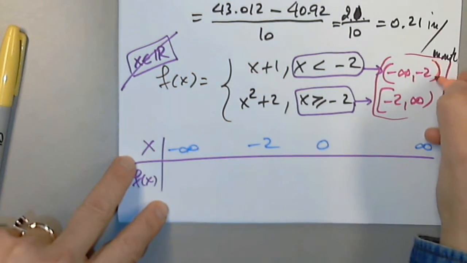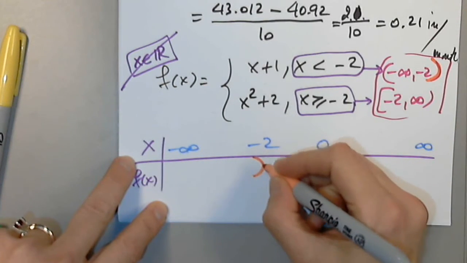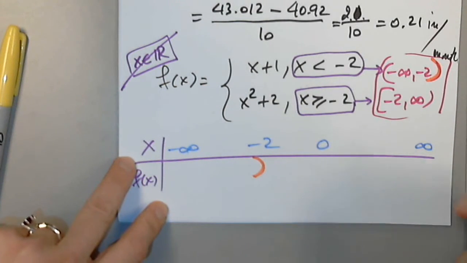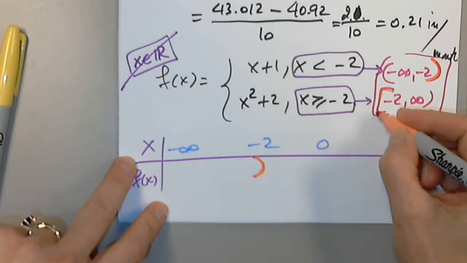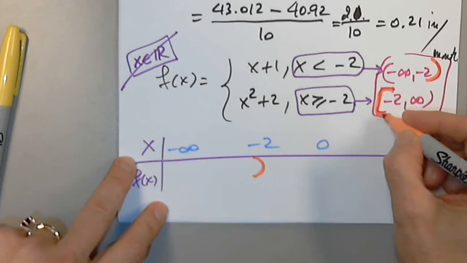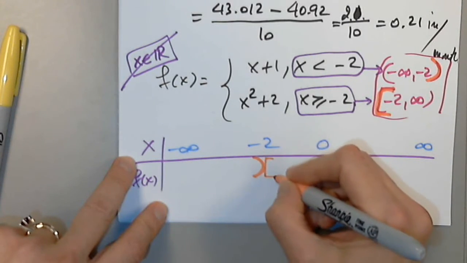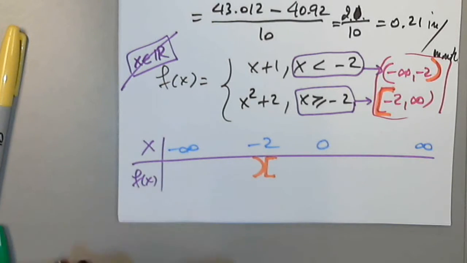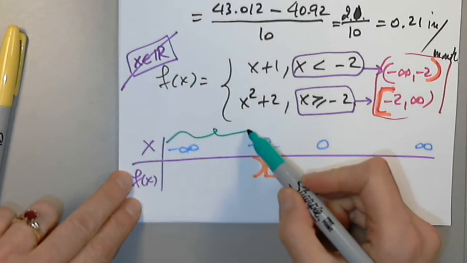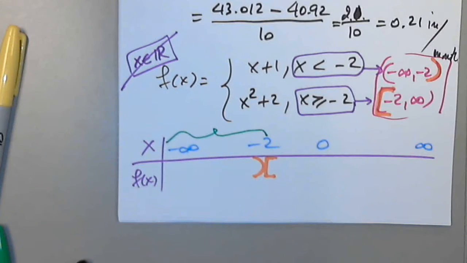Under -2, I will write a parenthesis facing left. Also under -2, I will draw a bracket facing right, and they will be touching each other. Why touching? It's because the function is defined at -2, with an open point, that's plugged in at -2. Very good. Which function do I use for x between negative infinity and -2?